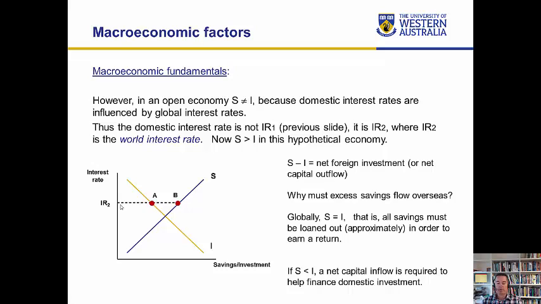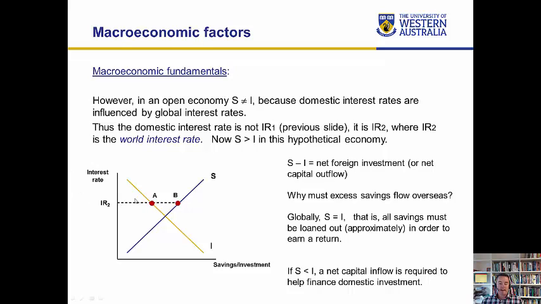Now at this interest rate, savings will exceed investment. So savings will be B, investment will be at point A, and the difference, the horizontal distance, B minus A, is going to be excess savings. Now, as we've already determined, that money will flow out of the domestic economy. It can't be left in the domestic economy because it doesn't have anything to do.